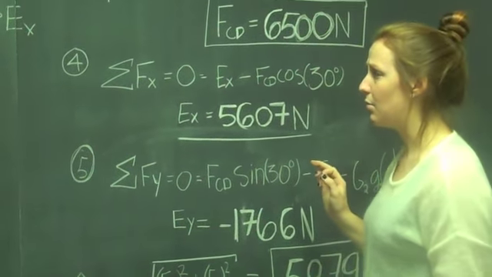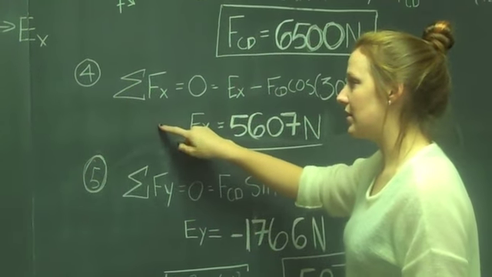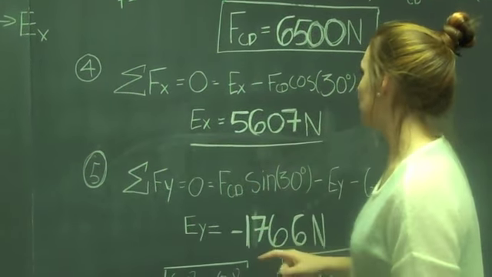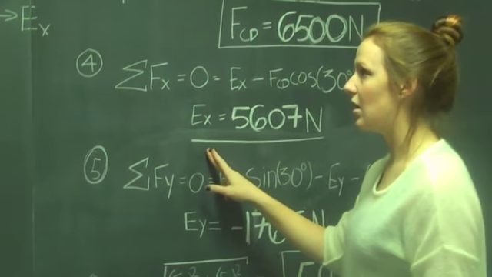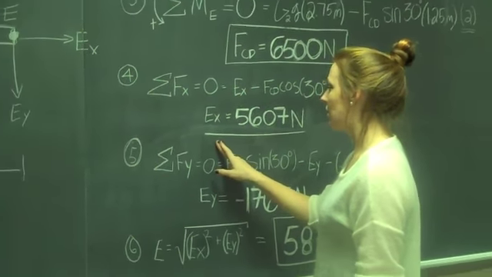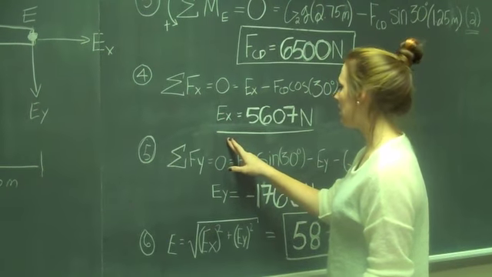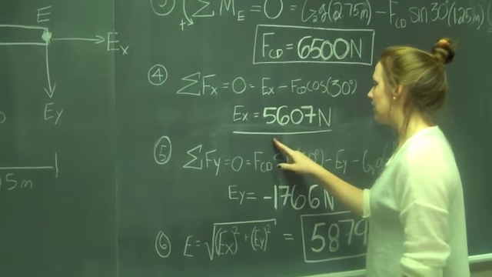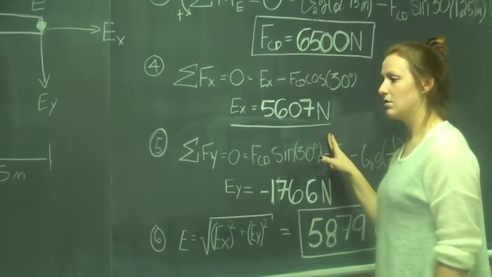Our fourth step will be to sum the components in the x direction, which will give us the x component of pin E, which is going to equal 5,607 newtons.